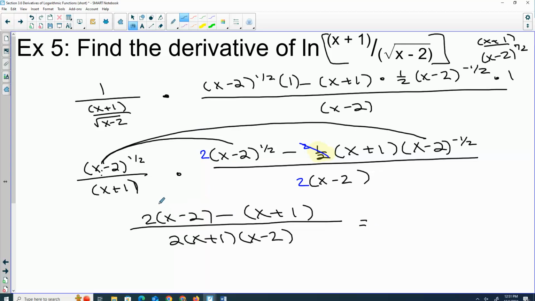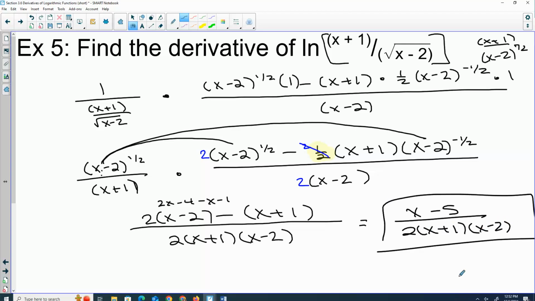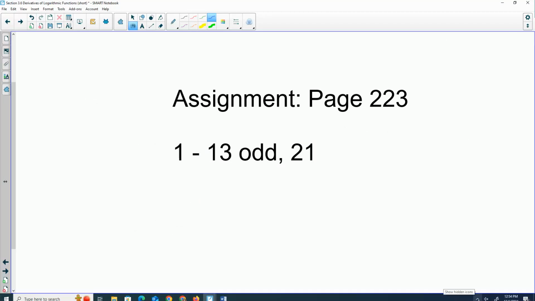Alright, so if I just distribute this as 2x minus 4 minus x minus 1, so we get x minus 5 over 2 x plus 1 x minus 2. And that's it. Yeah, I did not do that right. Wait, first, how did we? Oh my gosh, that's so much. 8 problems.